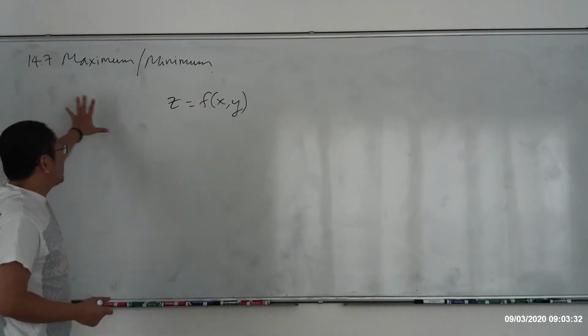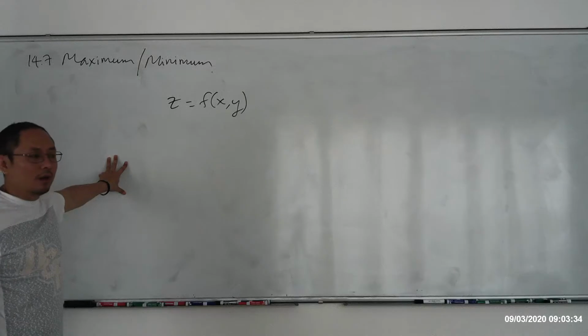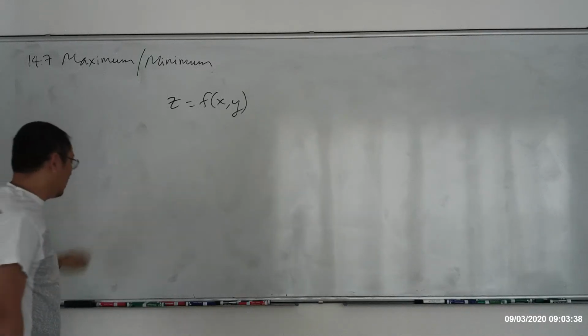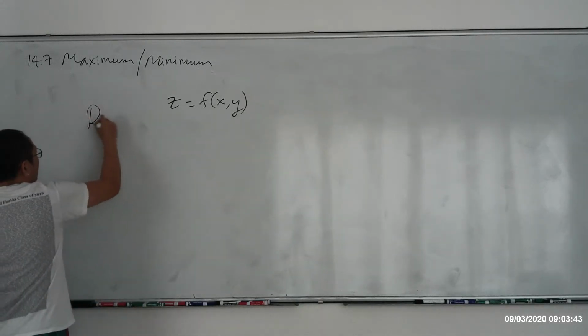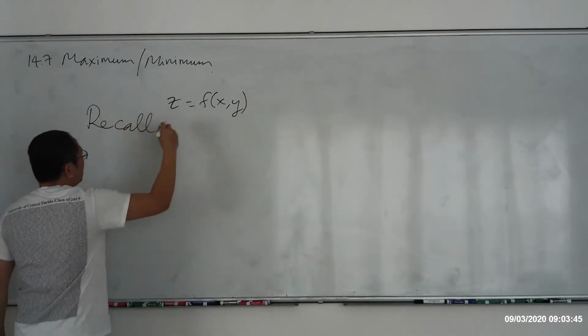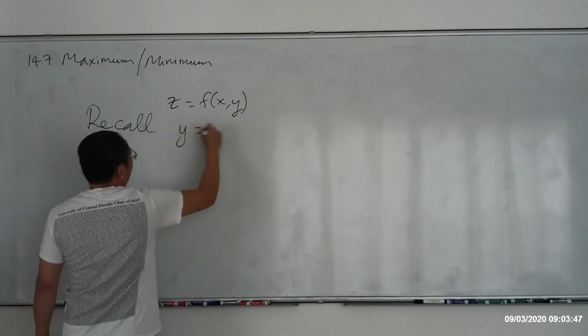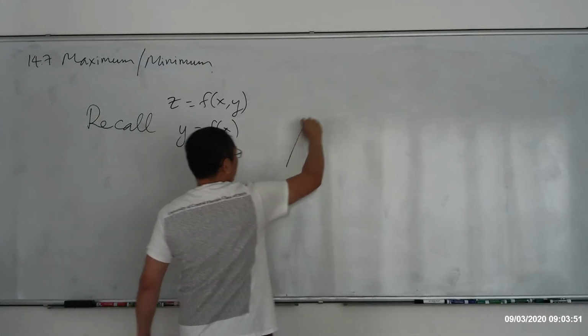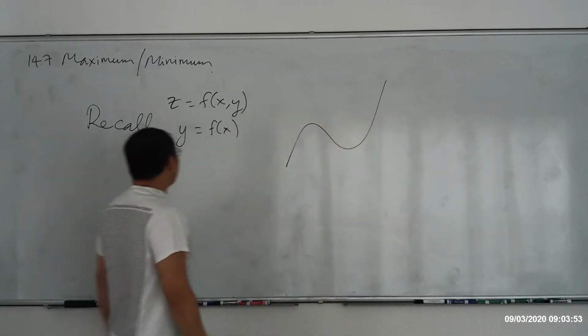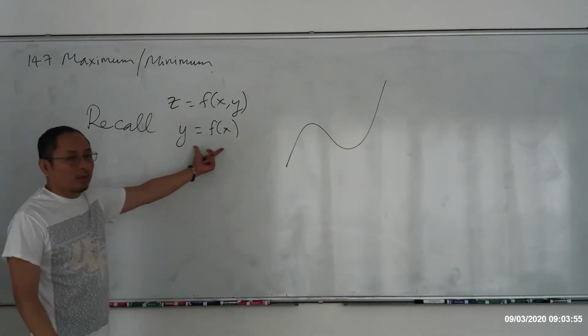And I claim that this section is very similar to the one variable function that you guys learned in Cal 1 about finding the maximum or minimum. So I think it's a good chance to recall Cal 1. Recall one variable function, y equal to f(x). Okay, say I give you the graph, and you want to find local maximum or local minimum.